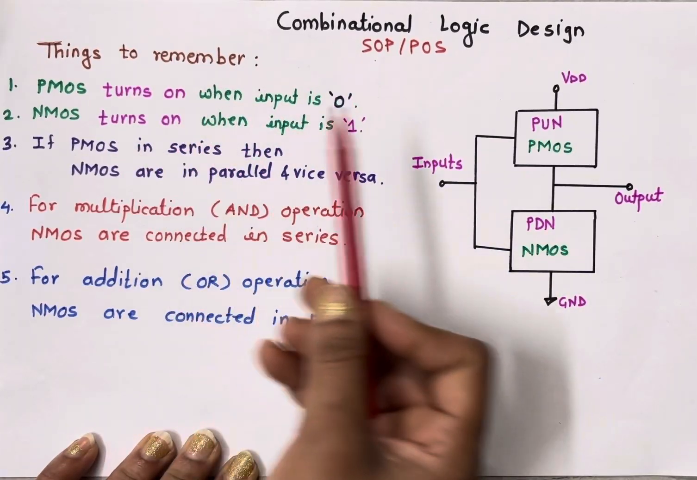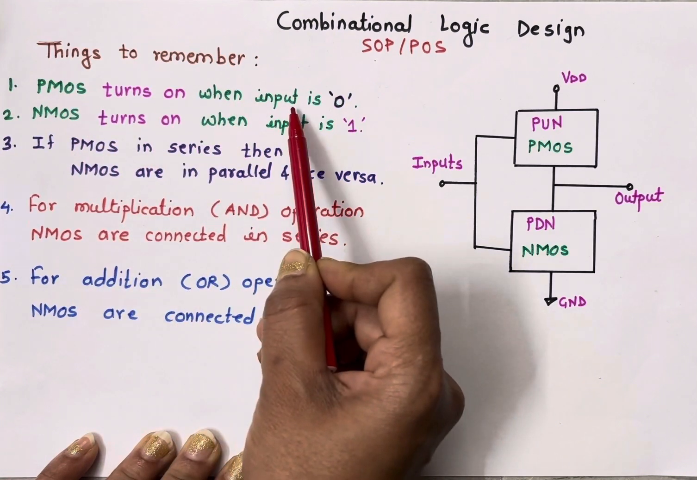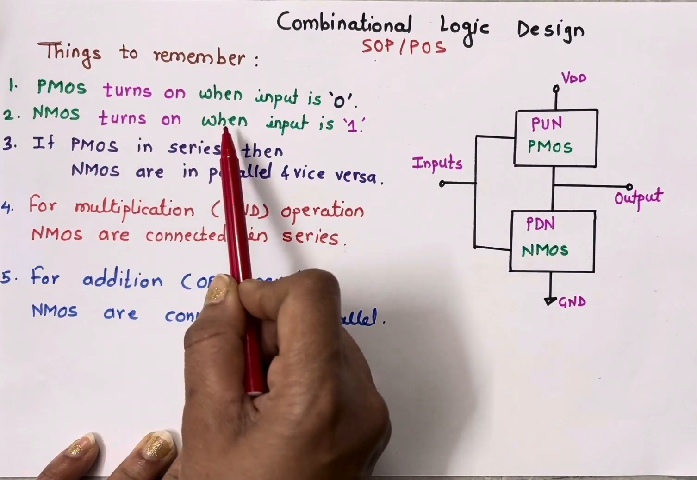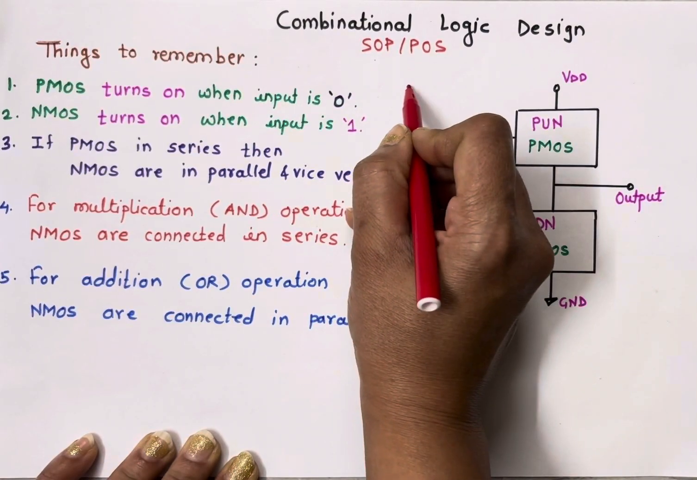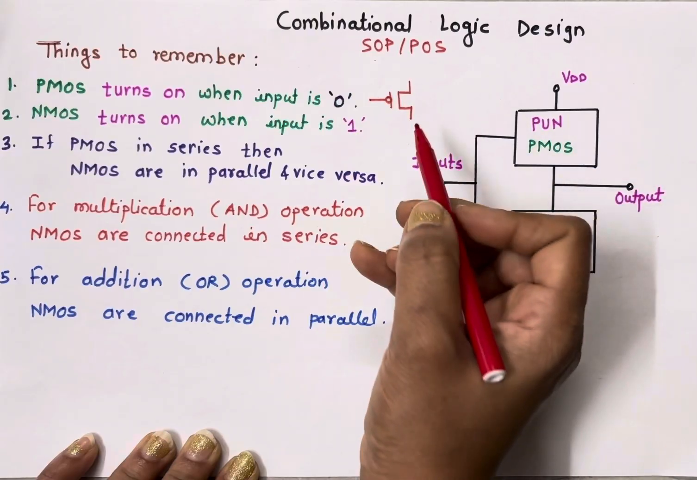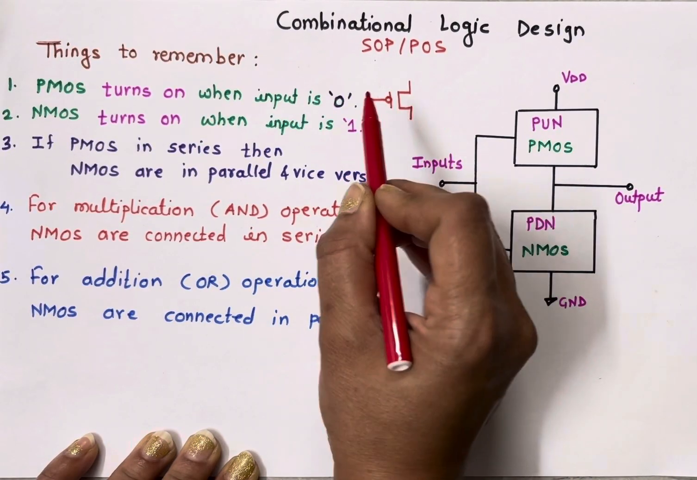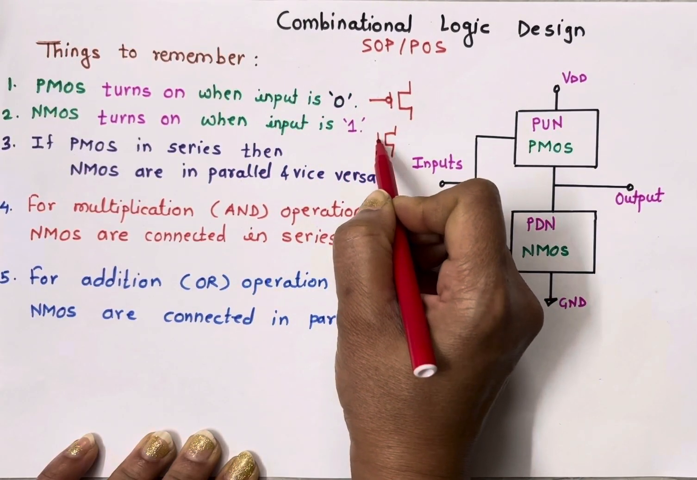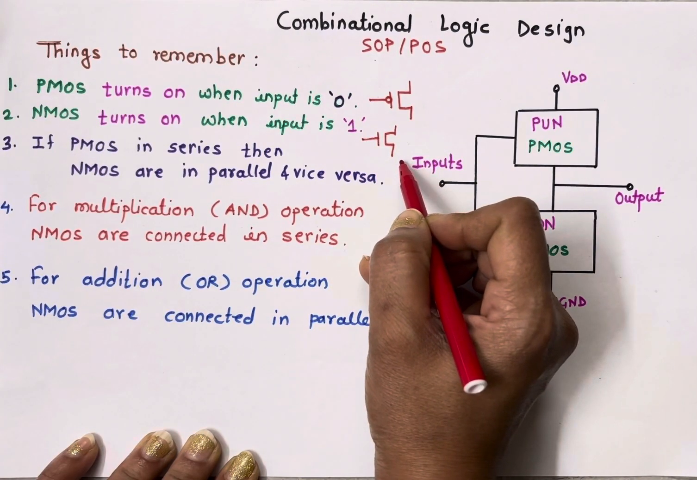You know the characteristics of PMOS and NMOS. P-channel MOSFET turns on when input is 0, and n-channel MOSFET turns on when input is 1. You need to remember the symbol of PMOS. So this is the symbol of PMOS with bubble. From this bubble also you can remember that PMOS turns on when input is 0, and the symbol for NMOS is like this. So here drain, gate and source terminal.